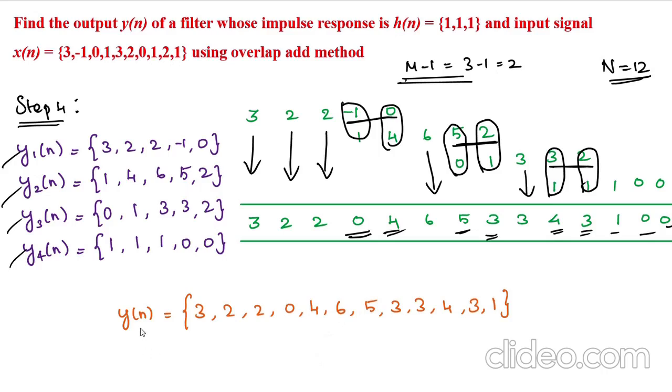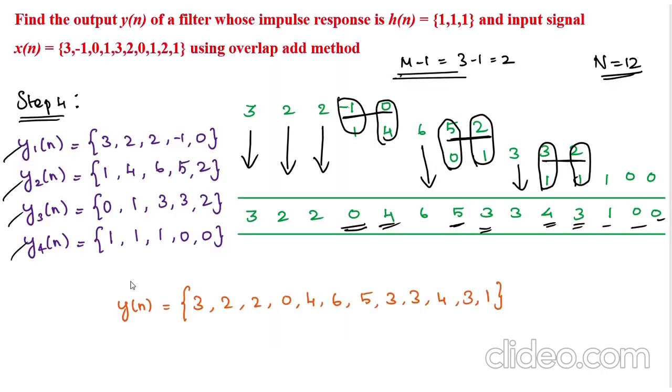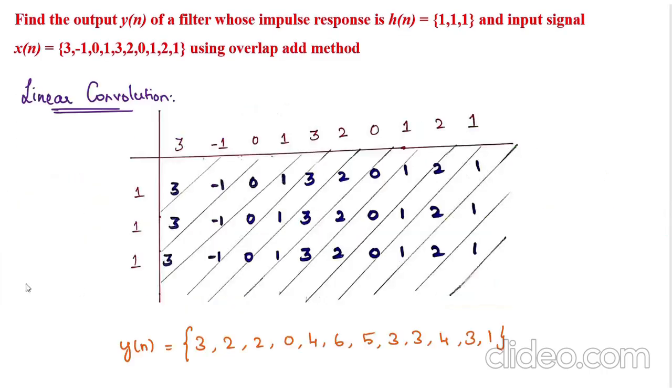Now in order to cross check whether your answers are correct, I will be using the linear convolution method. This is an easy way to check whether your answers are correct or wrong. The thing is, you will be writing x of n this side and h of n this side. This will be x of n and this will be h of n. Okay. Now I will be multiplying these both.